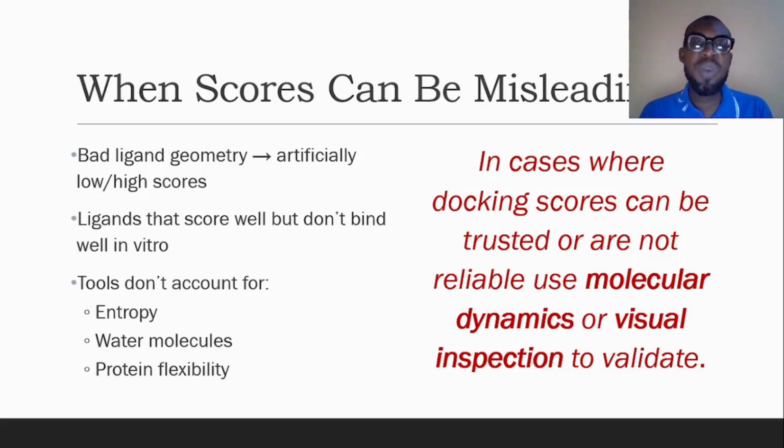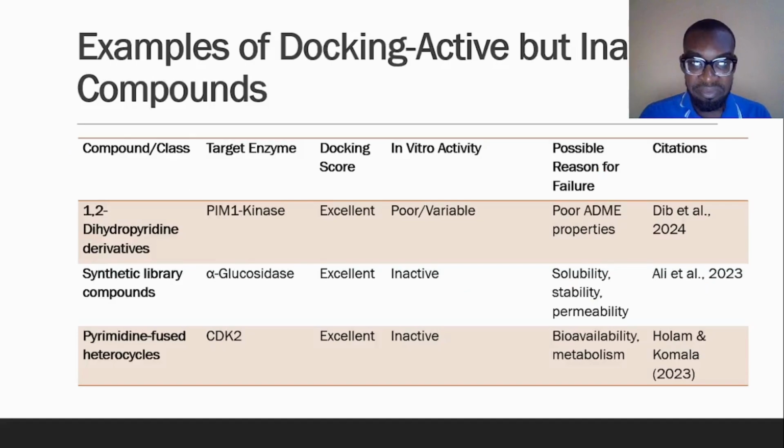So in cases when you cannot trust your docking scores, and if you've done docking a lot, you would observe that you will run into those cases, what are you supposed to do? It's important that you use molecular dynamics, or you can use visual inspection to validate what you've done. With visual inspection, you can check if that interaction is occurring within the active site.